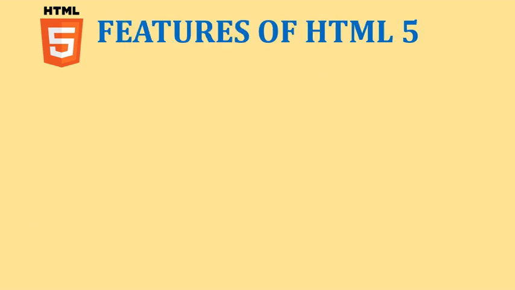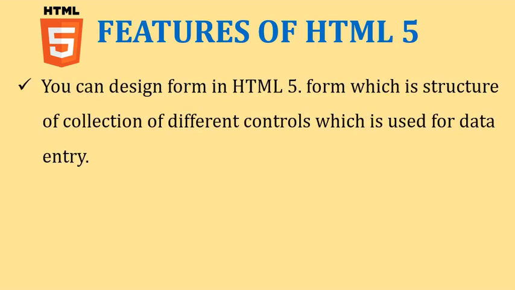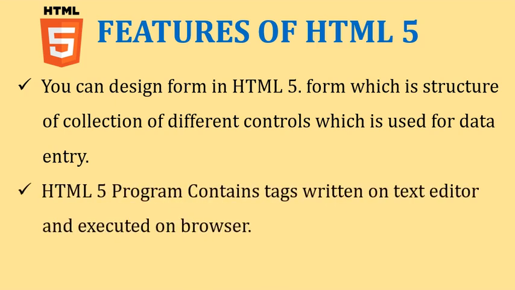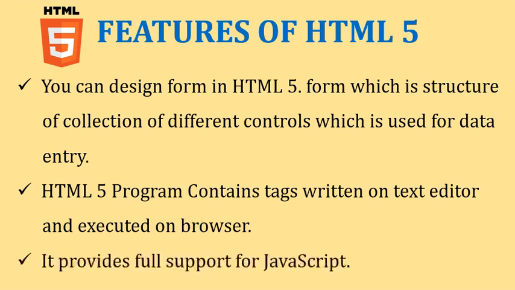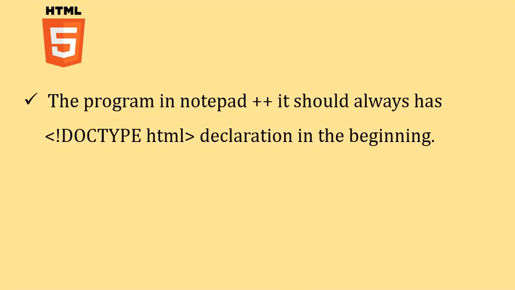In the next slide you will see the features of HTML5. The first feature of HTML5 is you can design a form in HTML5. A form is a structure of a collection of different controls which is used for data entry. An HTML5 program contains tags written on a text editor and executed on a browser. HTML5 provides full support for JavaScript, so we can write JavaScript in the head section as well as the style. In the next slide you will see the basic structures of HTML5.